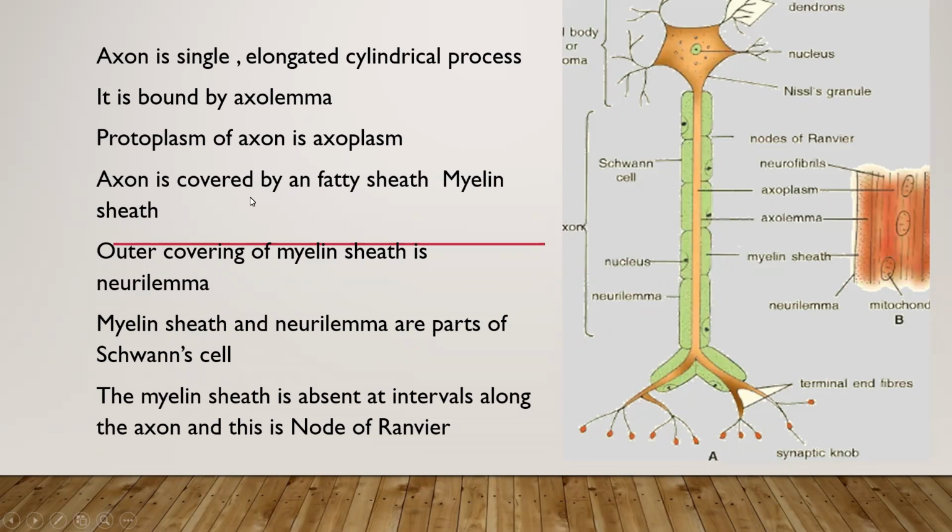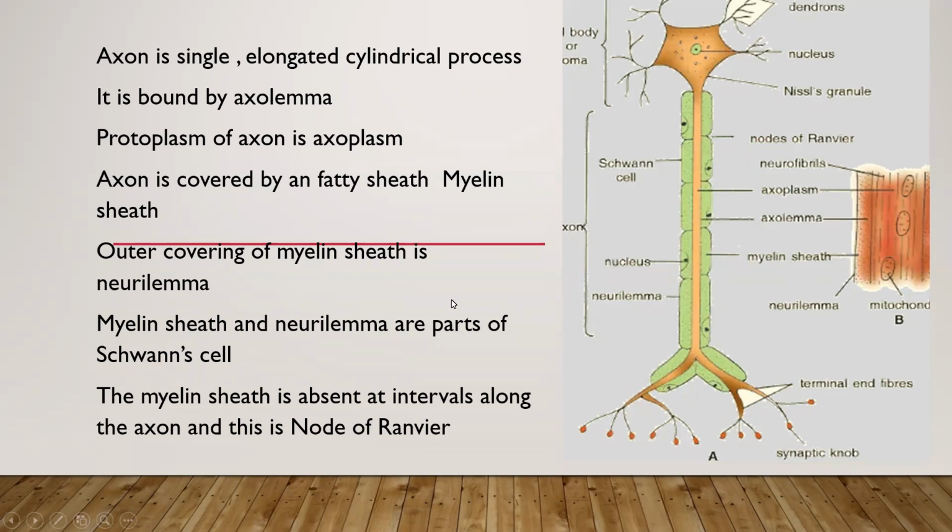Now, axon is covered by a fatty sheath called myelin sheath. This is axon. So axon has an outer covering. This outer covering is the myelin sheath. Can you see this? This is axon, and it is covered by a protective sheath which is called myelin sheath.